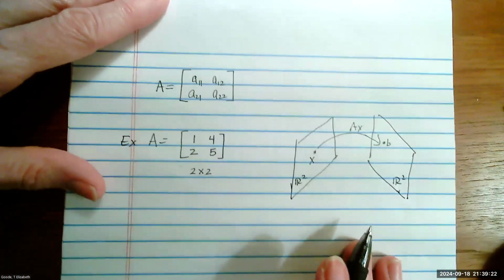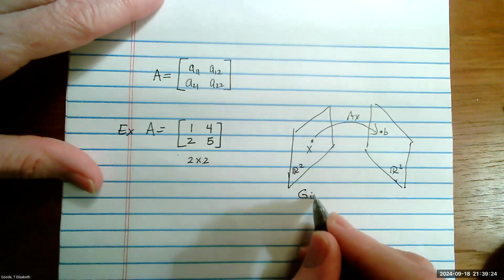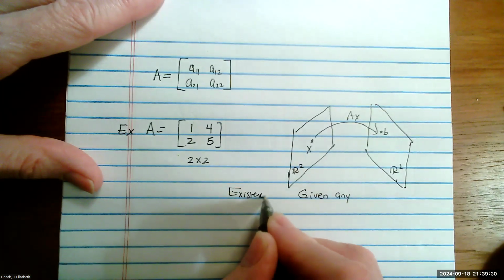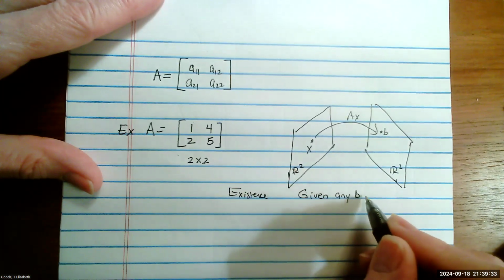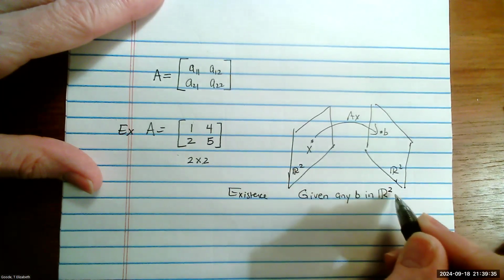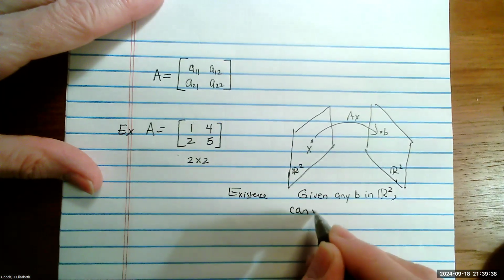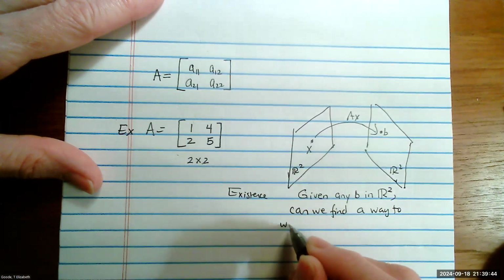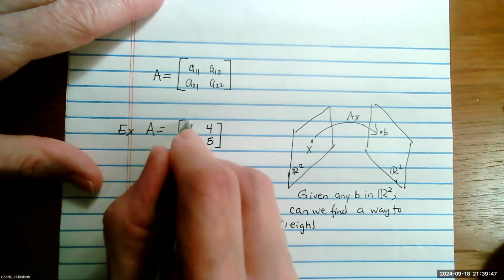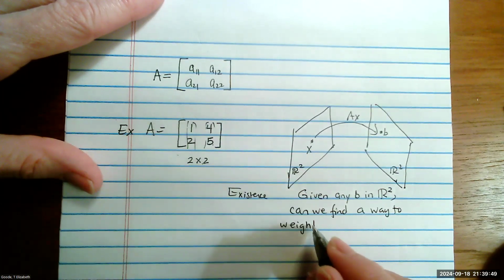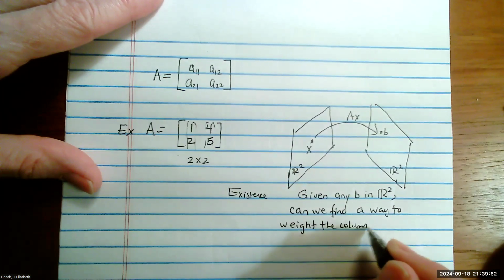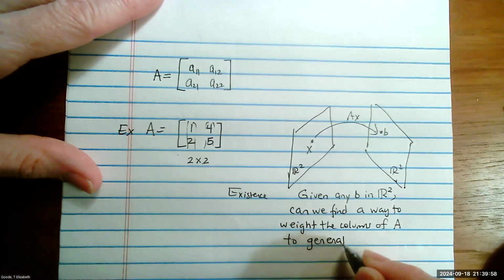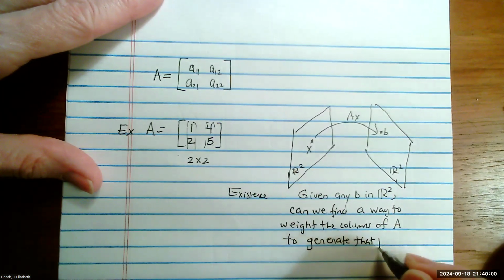The question that we want to ask is, so this is the existence question: given any B in R^2, can we find a way to weight the columns of A? So this is the first column of A, and this is the second column of A, to generate that particular B.